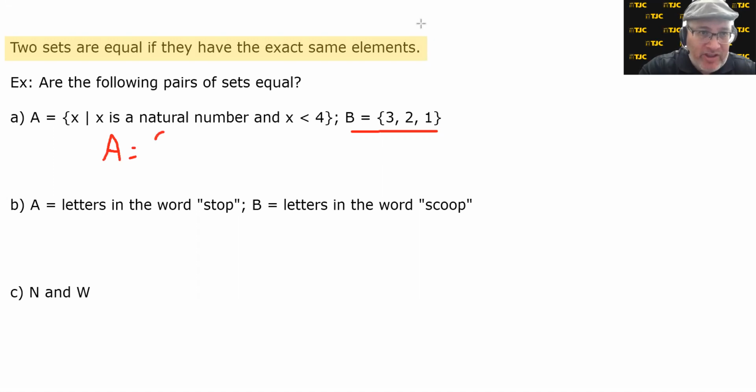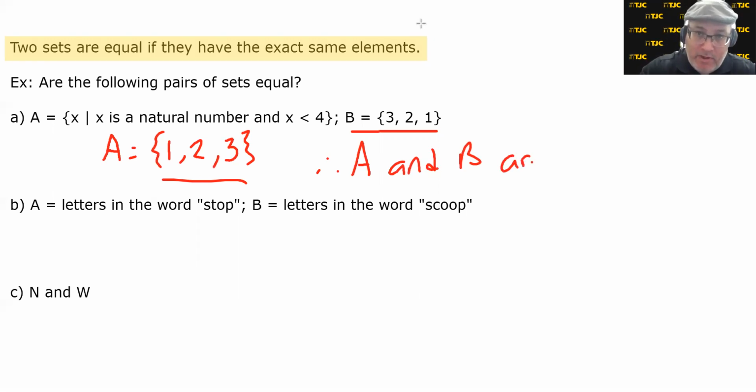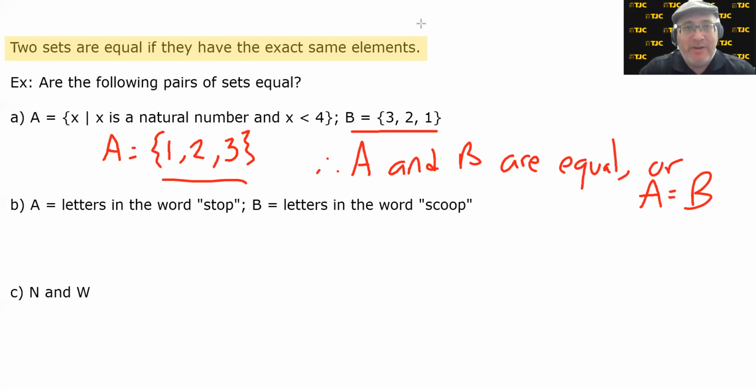I need the natural numbers, and they have to be less than 4. Natural numbers start with 1, and I want all of them as long as they're less than 4, so I have to stop at 3. Do A and B contain the exact same elements? Yes, they both contain 1, they both contain 2, they both contain 3, and that's it. Therefore, A and B are equal. And if you're wondering, can we just write an equal sign between them? Yes. But that's what it means for 2 sets to be equal if they have the exact same elements. There is a more rigorous definition, but we're not ready for it yet.